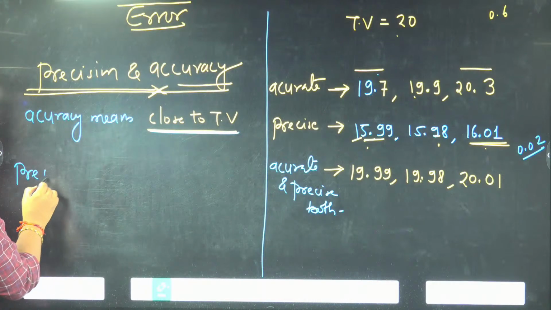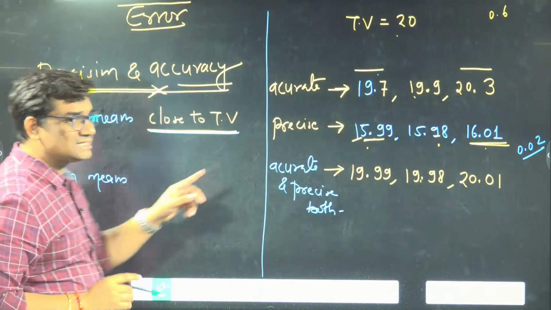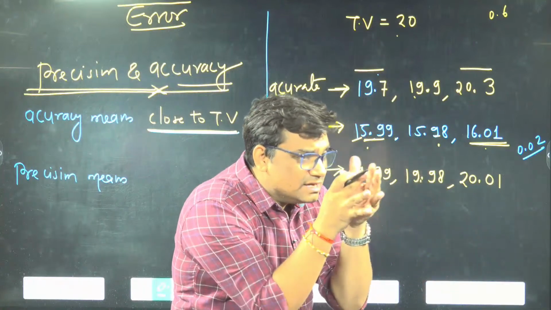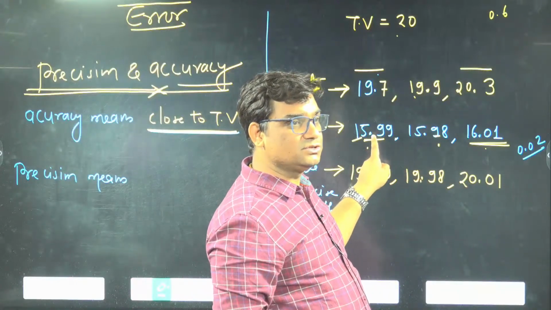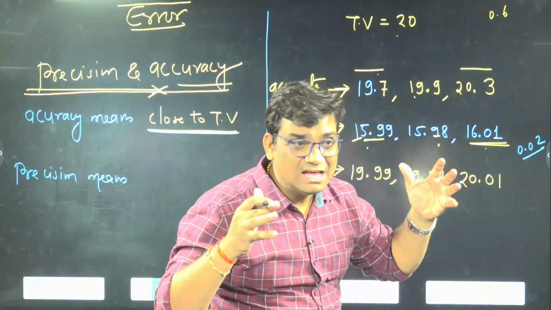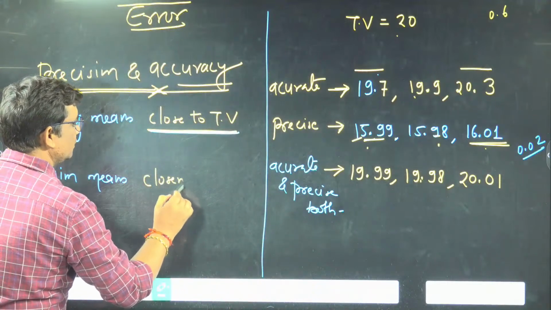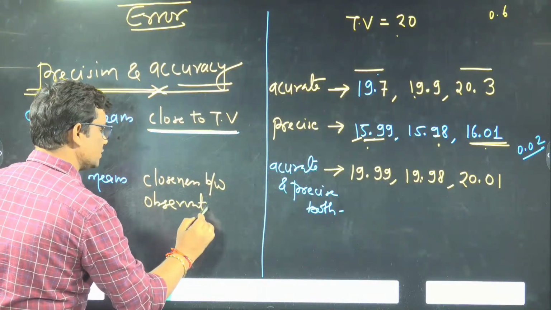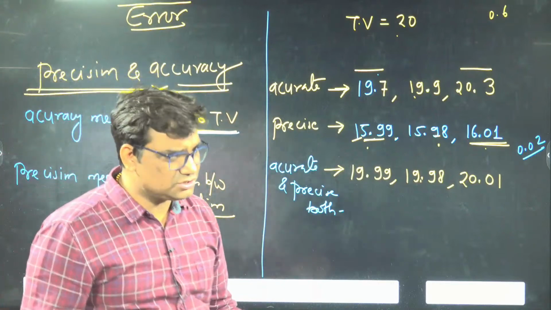And if I say what is the meaning of precision here, you can say precision means closeness between observations, closeness between readings. There should not be more difference between readings. The difference between readings should be very less. Okay, if closeness between observations is very, very less, it means he is more precise.